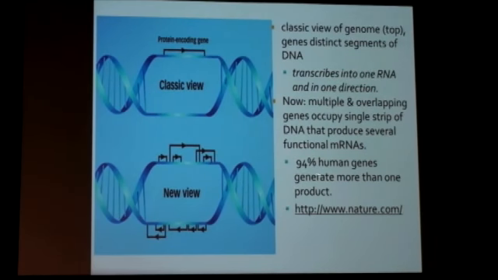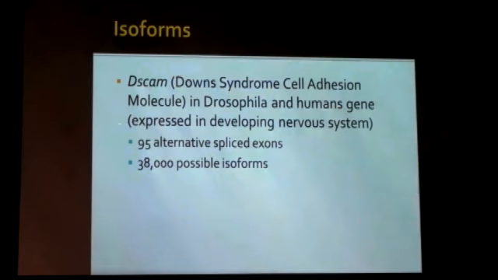And we also know that 94% of human genes generate, according to one study, more than one product. A good example of this is Dscam: there are 95 alternatively spliced exons, so you get 38,000 possible isoforms, 38,000 different proteins from this one gene. So you may have two genes which are identical, and your molecular clock would say they evolved very recently from the common ancestor. But in fact, even though the two genes are identical, they may end up producing very, very different proteins. So if you compare proteins, you get one date. If you compare genes, you get another date.